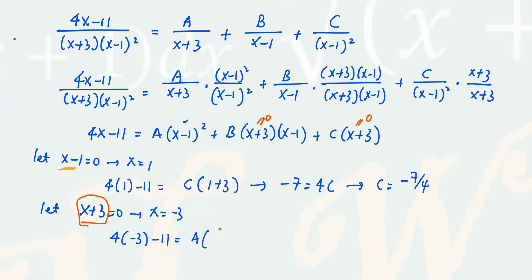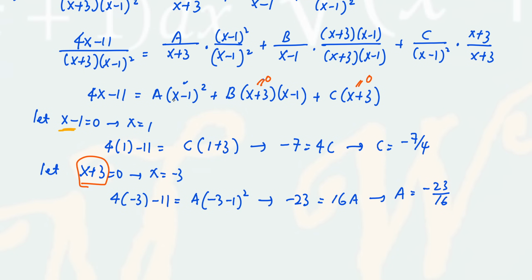And replace the x by minus 3. So minus 3 minus 1 squared. That means now here I'll get minus 12. Okay, 4 times minus 3 is minus 12. Minus 12 minus 11, you will be getting minus 23. Then the right side, minus 3 minus 1 is minus 4. You square that, it's 16. Hence, your a is negative 23 over 16.